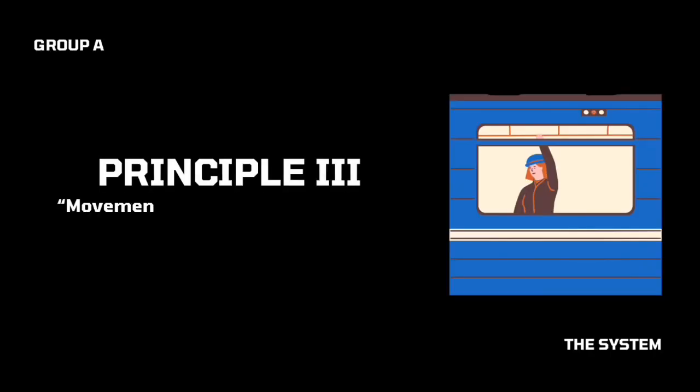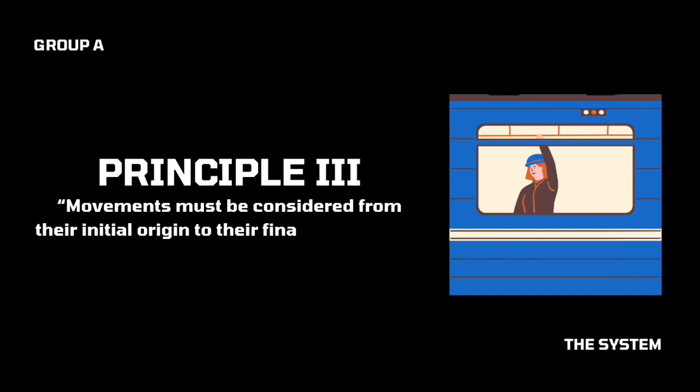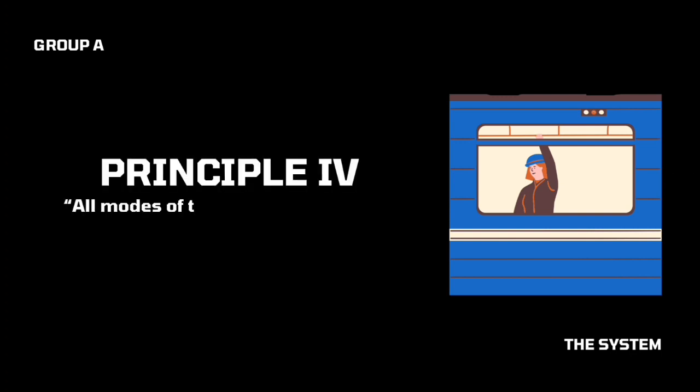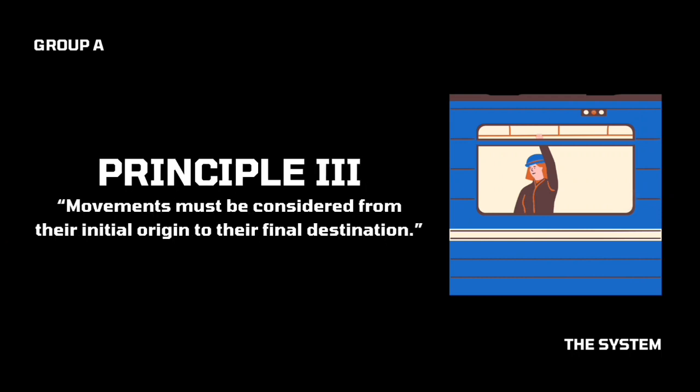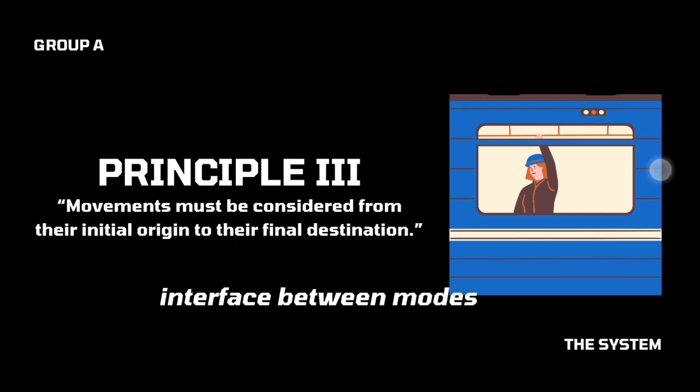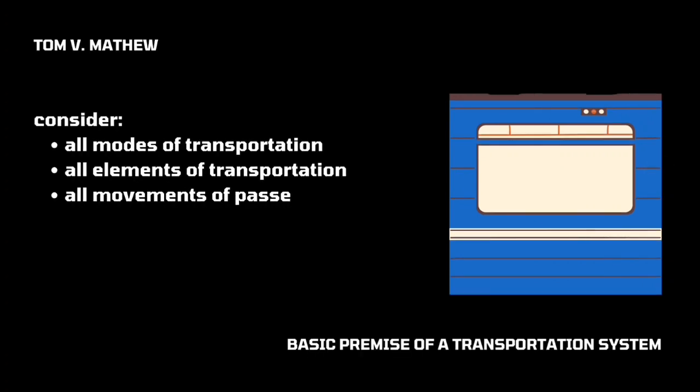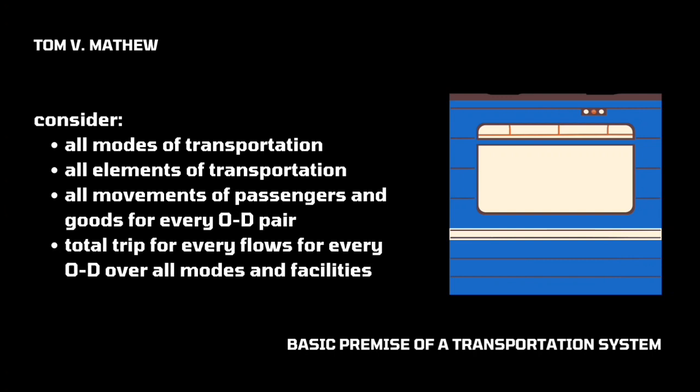system. Mannheim identifies Principle 3 as movements must be considered from their initial origin to their final destination, and Principle 4 as all modes of transportation must be considered. To increase the effectiveness of the transportation system, it is essential to give these principles more attention. Principle 3 focuses on the interface between modes, the interchange nodes and their characteristics. Under Matthew's basic premise of a transportation system, these are all the considerations he listed.